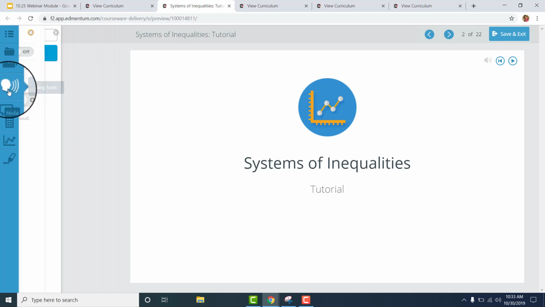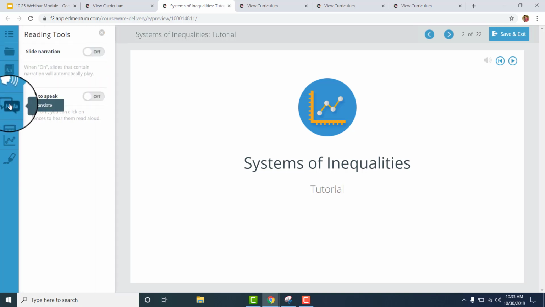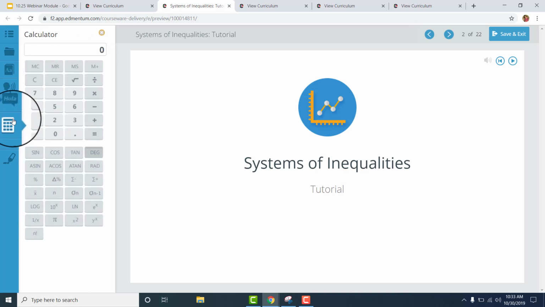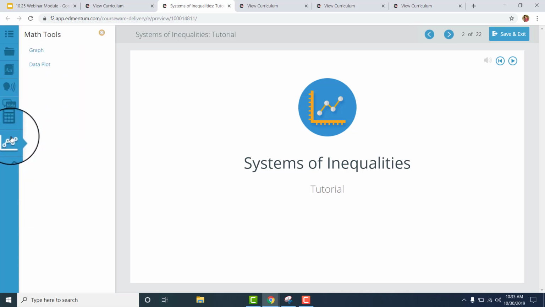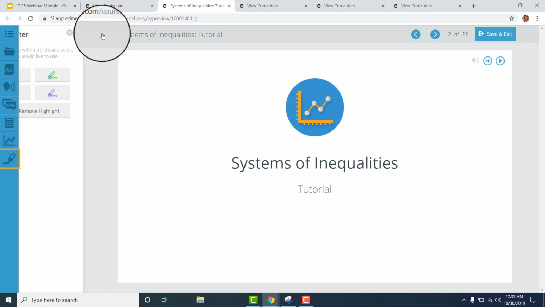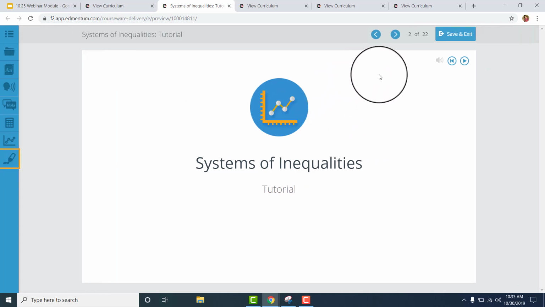We have a dictionary, reading tools, translation tool, a calculator, math tools such as graphing, and a highlighter. These can be accessed in any module throughout the course.